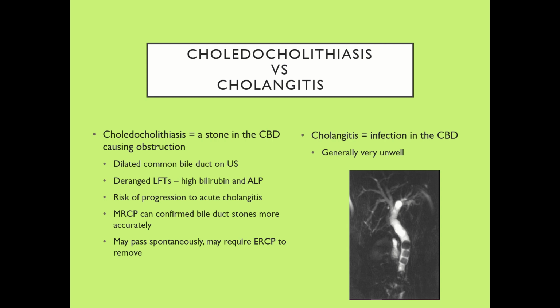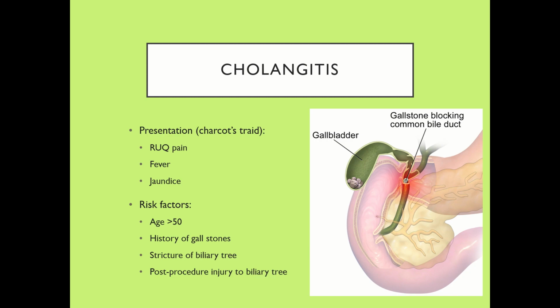So going on to cholangitis a little bit more, it presents as Charcot's triad, which is right upper quadrant pain, fever, and jaundice. And as I said, these patients can be really quite ill. Risk factors are being over 50, having known gallstones. However, cholangitis can be caused by other things, not just gallstones.